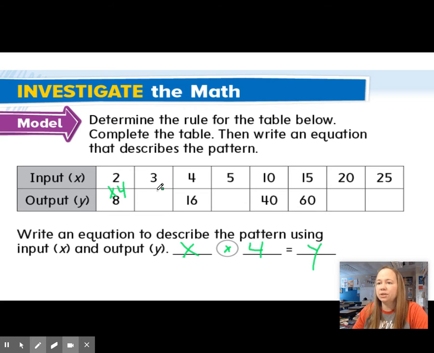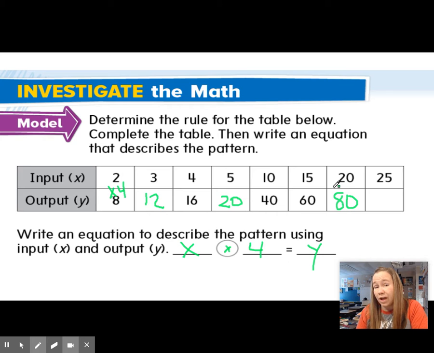All right, now we need to fill in the blank. So 3 times 4 is 12. 5 times 4 is 20. 20 times 4, well, 2 times 4 is 8, and I have one placeholder, 0. And 25 times 4. Now, remember I said you can use a calculator on this chapter, or you can write it off to the side, or you can think about this.